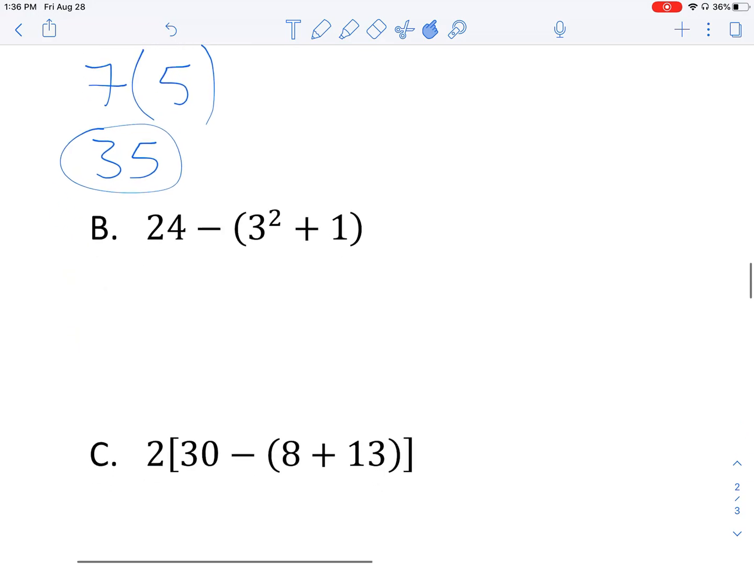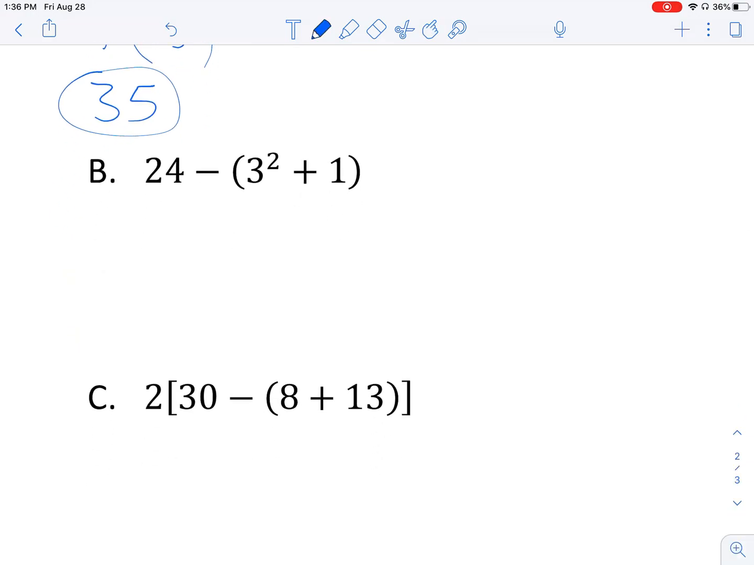If you take a look at the next example, now we have parentheses, and inside of those parentheses you have an exponent. Okay, so you want to do what's inside the parentheses first. Well, inside the parentheses is 3 squared plus 1. So to apply our order of operations, 3 squared is 9 plus 1. They're still inside the parentheses, and you have this 24 minus outside.